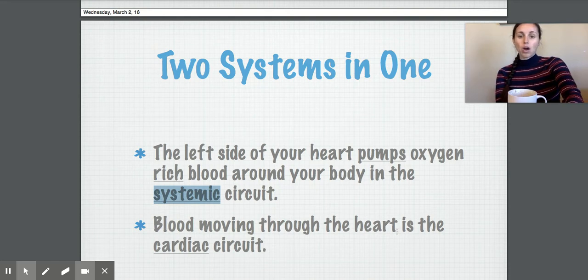Blood moving through the heart is called the cardiac circuit. So you do have just blood flowing around the heart as well too. This is required because the heart itself is an organ and it requires blood. So you've also got this third system, this cardiac circuit, that we don't necessarily label.